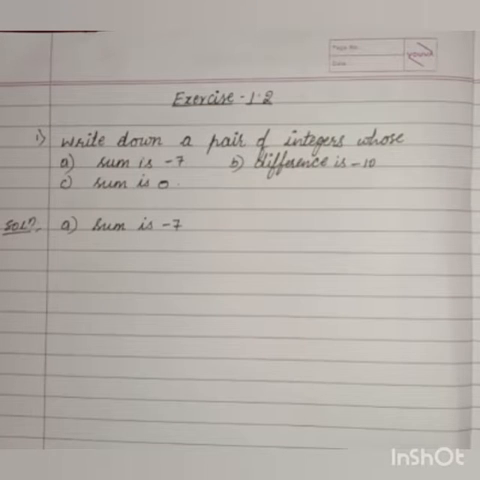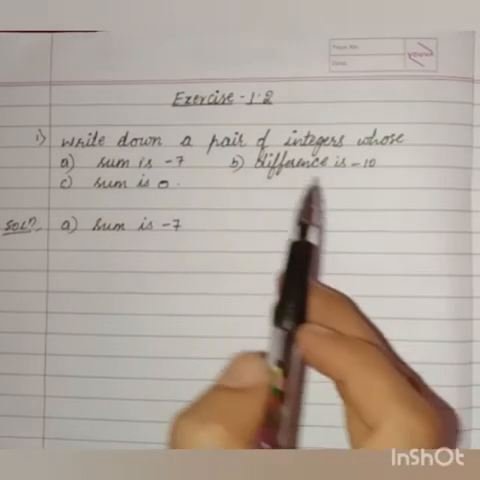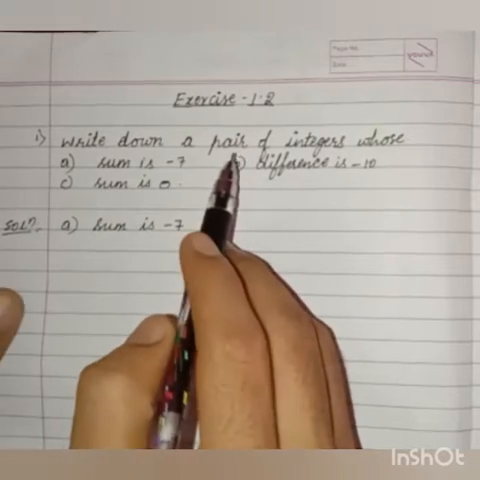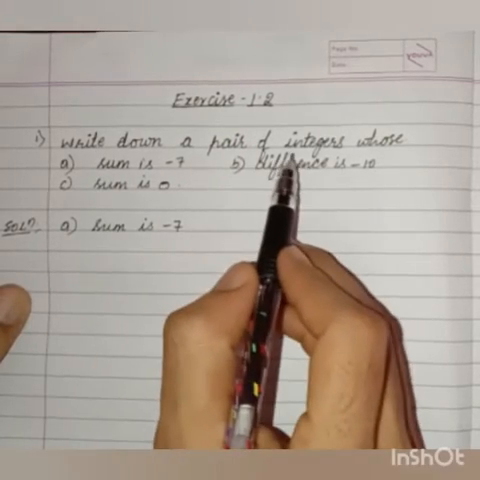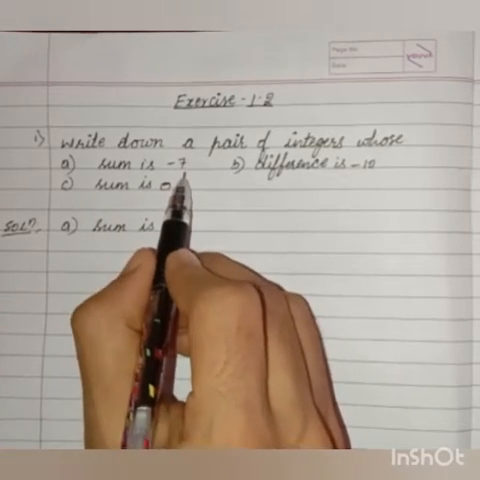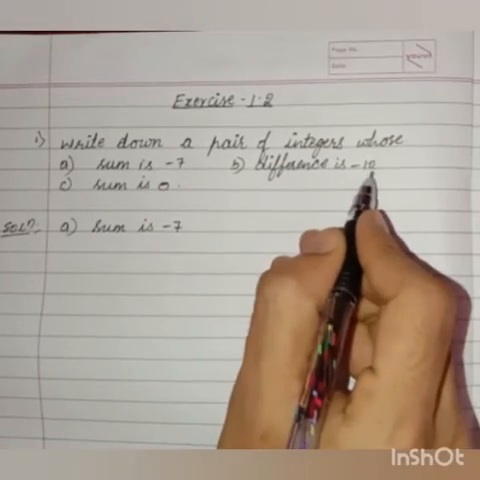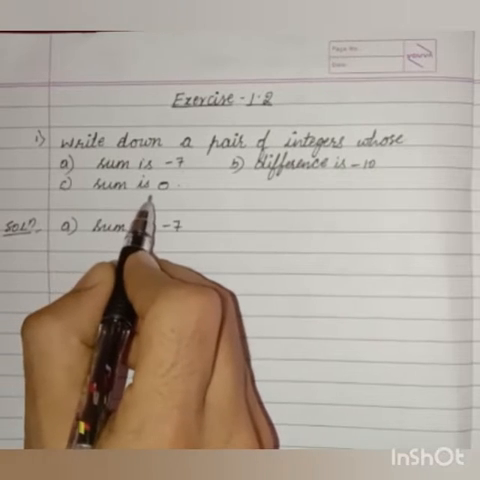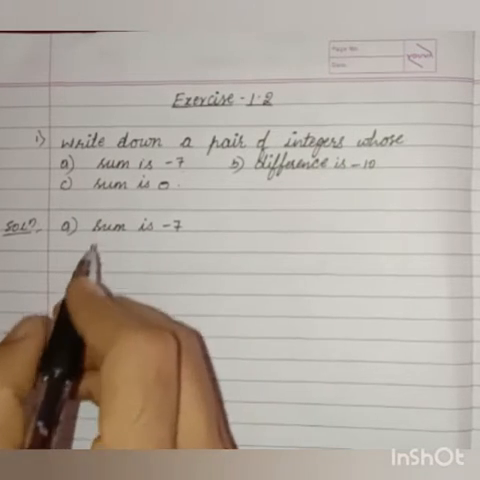Good evening, children. In the previous session, we discussed properties of integers, right? Now, in this session, we are going to solve exercise 1.2. In question number 1, write down a pair of integers whose sum is -7, and whose difference is -10, and whose sum is 0. So, let us take question number A.